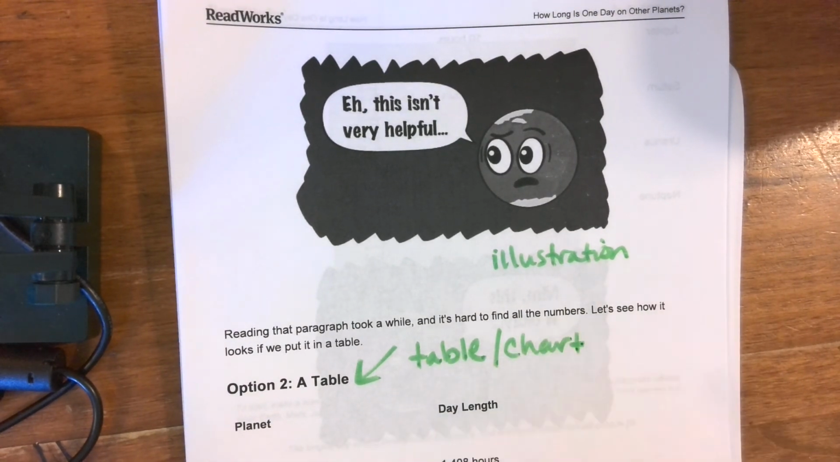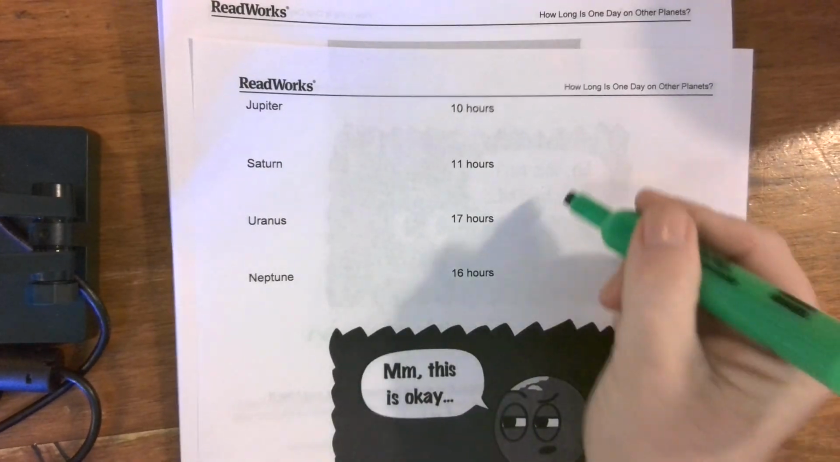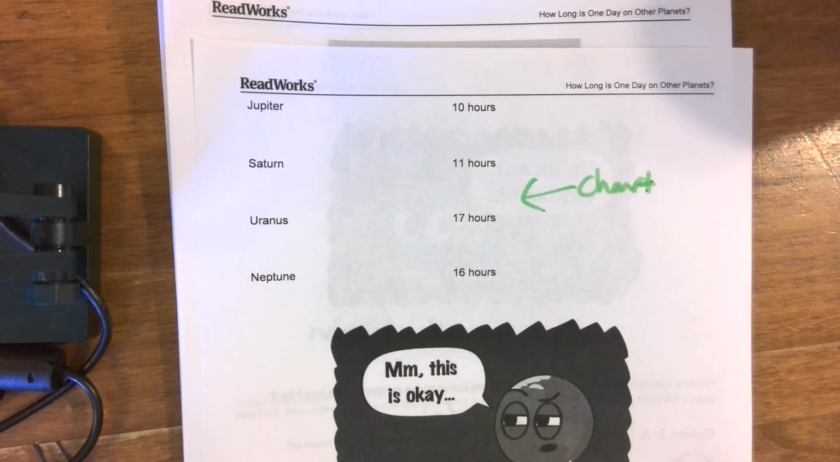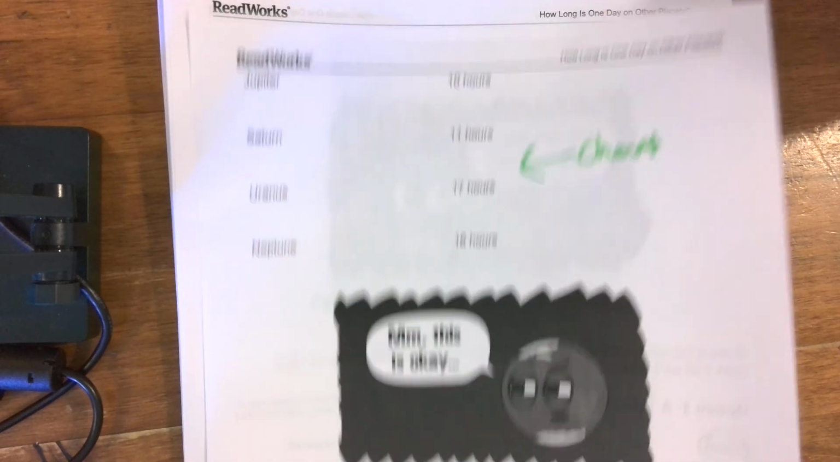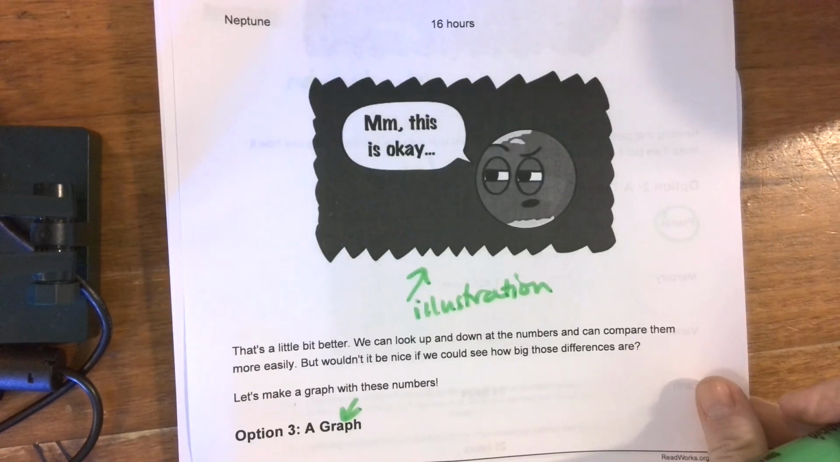And it lists planets and then it lists the length of their day. The chart continues on the next page. We have another illustration. And then on the subheading, it tells you what the next one is going to be.